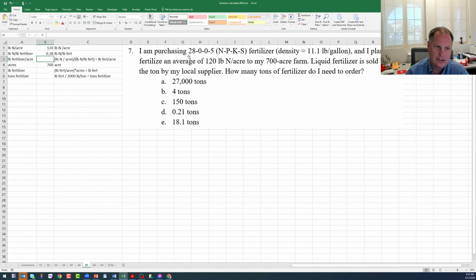So my pounds of fertilizer per acre is going to be my pounds of nitrogen per acre. Don't be tempted to do times 0.28, because essentially you're saying that you're applying 120 pounds of nitrogen with 33.6 total pounds of fertilizer. Instead, you actually need to divide by the percentage nitrogen. And so we've actually got to put out 428 roughly pounds of fertilizer per acre.